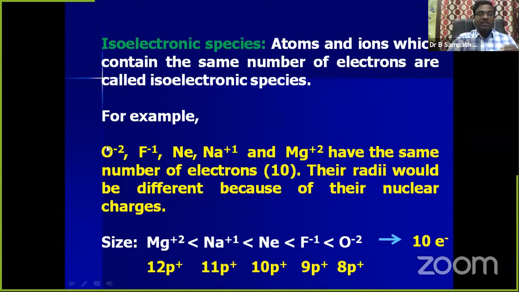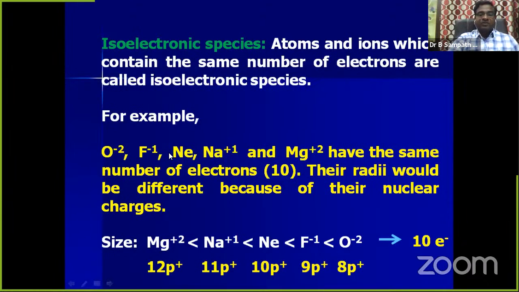So actually all these particles have the same number of electrons, children, but their radii may not be the same. It may be different because of their nuclear charges. How? Let us see. These are the isoelectronic species. All these particles have the same number of electrons.